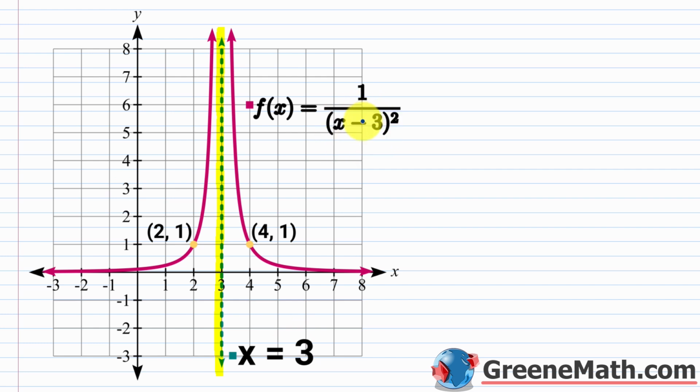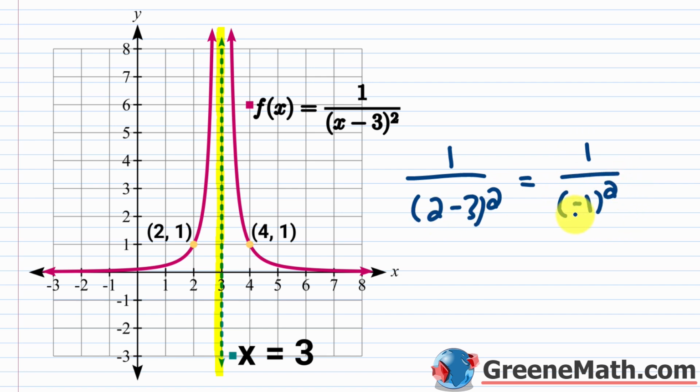before I square it, would be negative. So if I plugged in, let's say, a 2, you would have 1 over 2 minus 3, quantity squared. This would be 2 minus 3, that's negative 1, and this would be negative 1 squared. But the fact that I'm squaring a negative makes it a positive, so I get 1 over 1. So I end up with 2 comma positive 1.